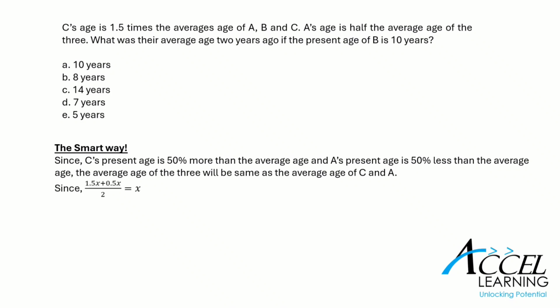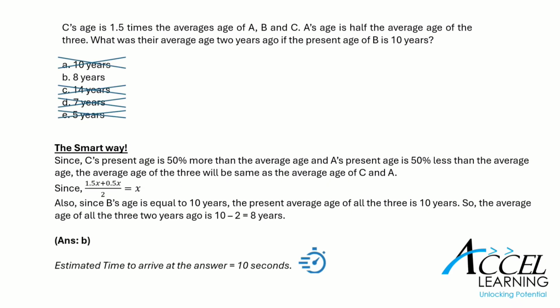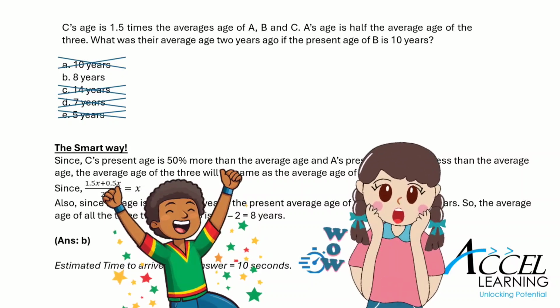Since (1.5x + 0.5x) divided by 2 equals x. Also, since B's age is equal to 10 years, the present age of all the 3 is 10 years. So, the average age of all the 3 2 years ago is 10 minus 2 equals 8 years. And the answer is letter B. And the estimated time to arrive at the answer is 10 seconds.